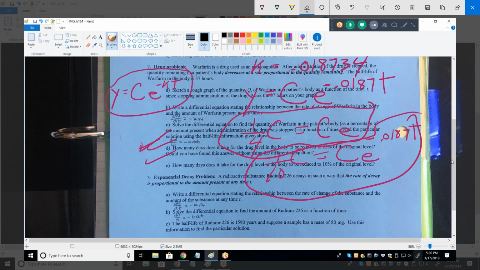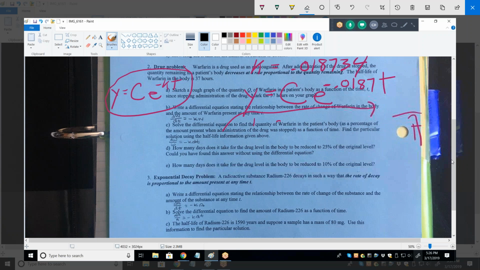The only problem with this whole question is when they say use the information to find a particular solution. Well, I guess you could call this a particular solution. We haven't solved for C. We don't know how to solve for C, but we can still answer all of these questions. I'm just not sure this counts as a particular solution, but it's the only solution I think we can give. We don't have enough information to solve for C.